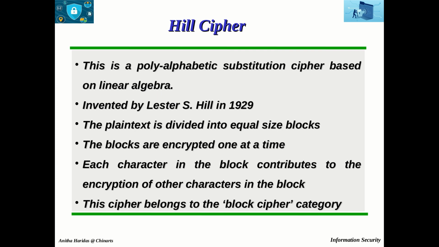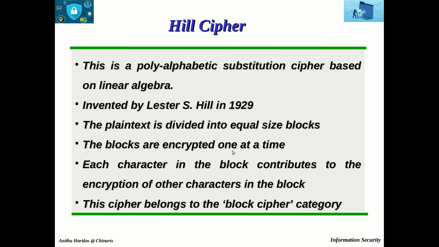Now the next very interesting polyalphabetic cipher is the Hill cipher. This Hill cipher is a polyalphabetic substitution cipher based on linear algebra. It was invented by Lester Hill in 1929. Here the plain text is divided into equal size blocks, thereby it becomes a block cipher also, right?